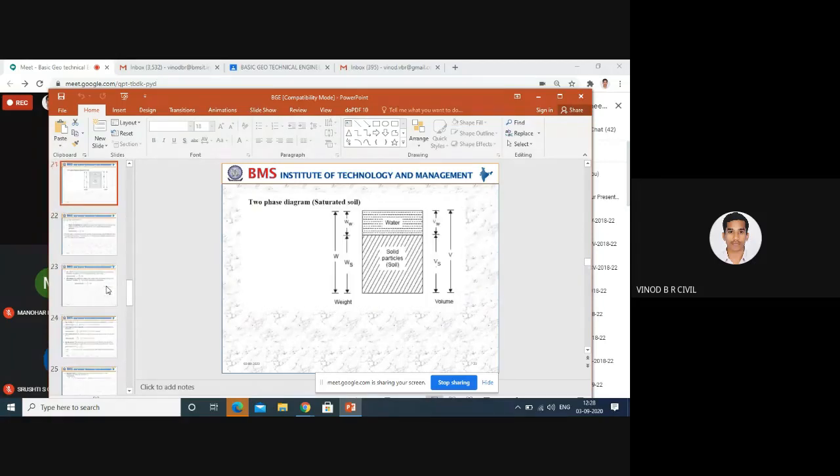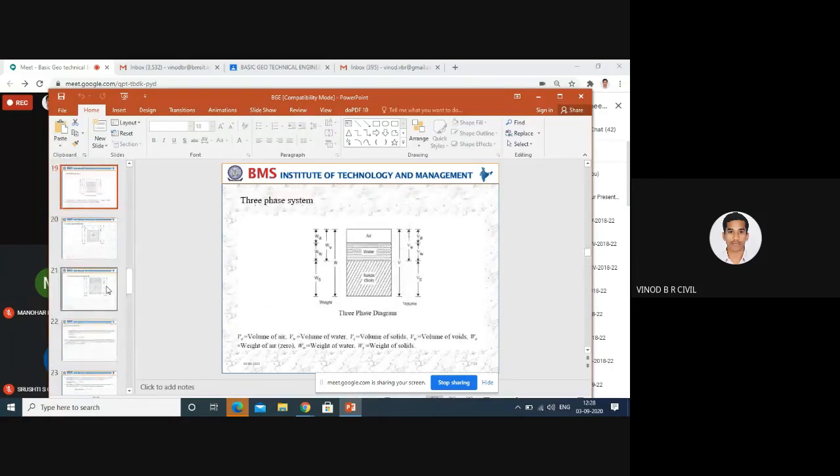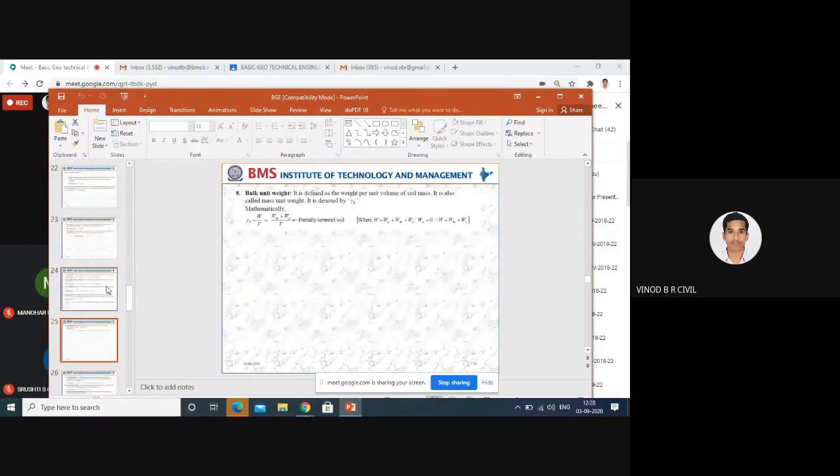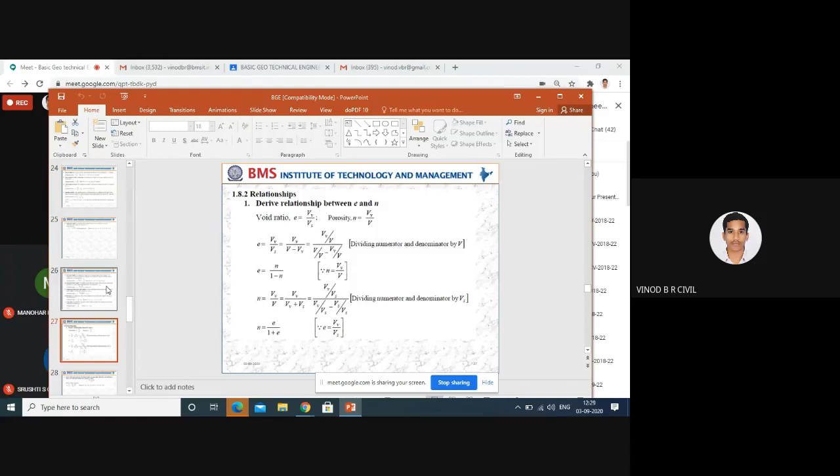I already mentioned the two-phase diagram and three-phase diagram. With the help of these diagrams, define specific gravity, define degree of saturation, define dry density. You can expect 8 to 10 marks. With the help of this sketch, you have to explain the mathematical expression. With the help of these basic mathematical expressions, there are relationships. First relationship is derive the relationship between e and n.